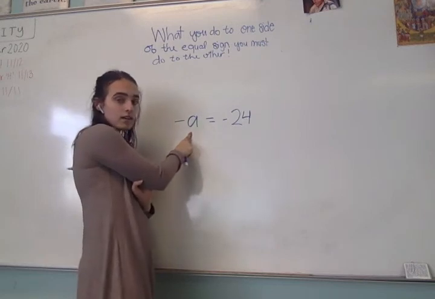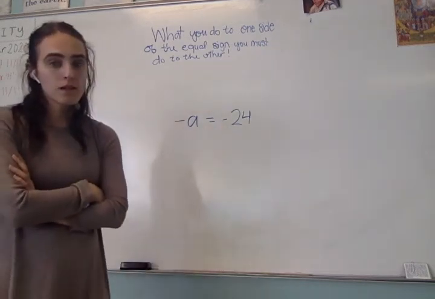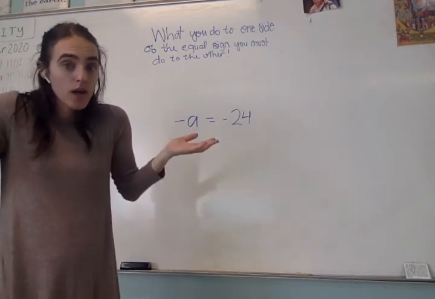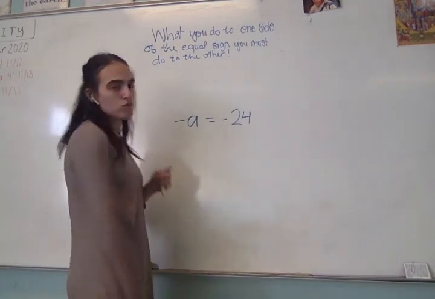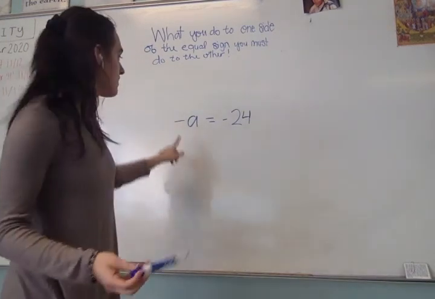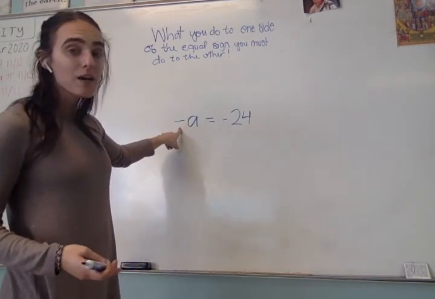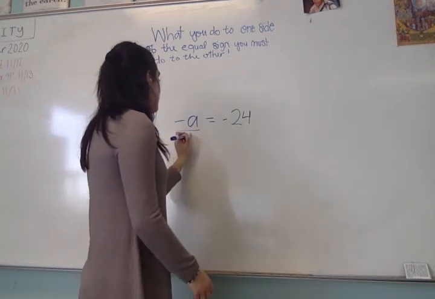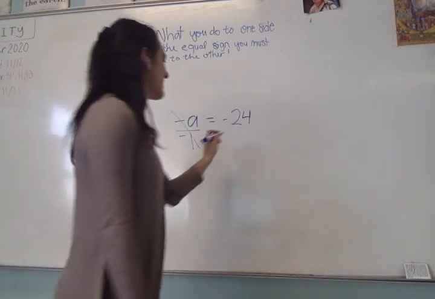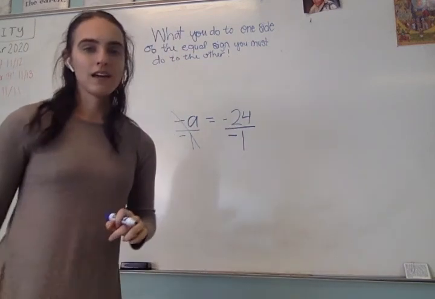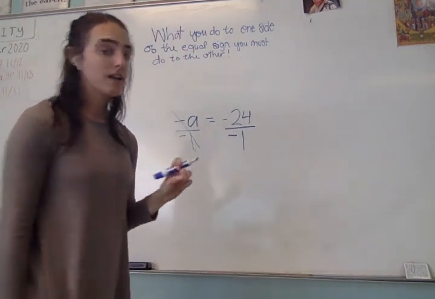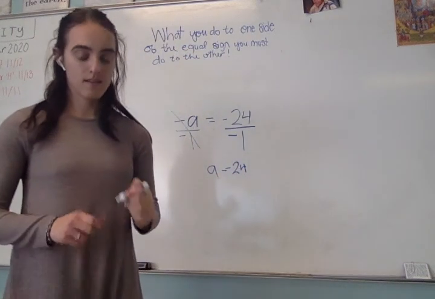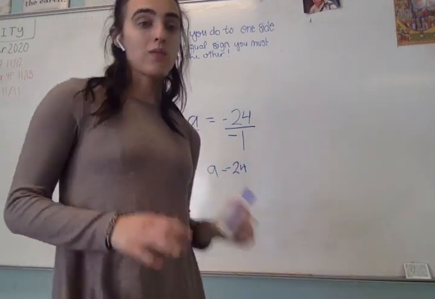Negative a is negative 24. But positive a is what? We don't know. To find what positive a is, see this a is being multiplied by a negative. So we need to divide by a negative 1 to get rid of that negative. Now it's negative 24 divided by negative 1. Positive 24 equals a. Okay, try that in your workbook, and we're going to go from there, guys.